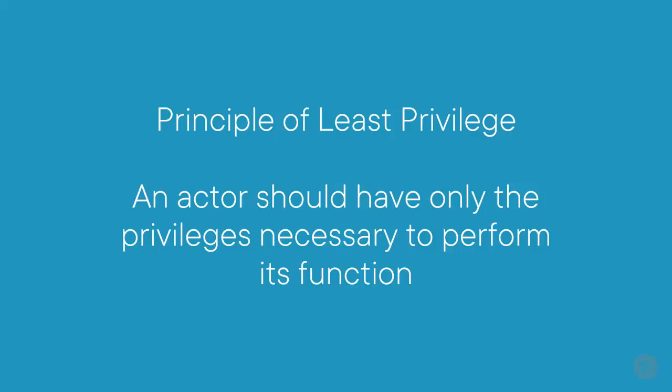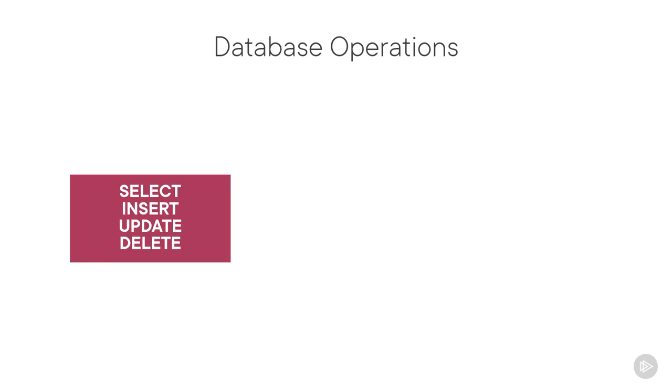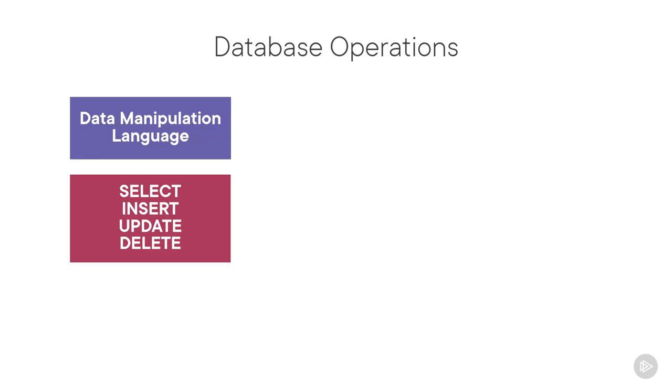The principle of least privilege is the position that an actor should have only the privileges that it needs to perform its function. Rather than starting with full capabilities and shutting things down, this position starts with a fully locked down system and carefully opens things up. Take a look at an application from this perspective. While it's running, the application will need to execute select, insert, update, and delete statements. Collectively, these statements are known as Data Manipulation Language, or DML.